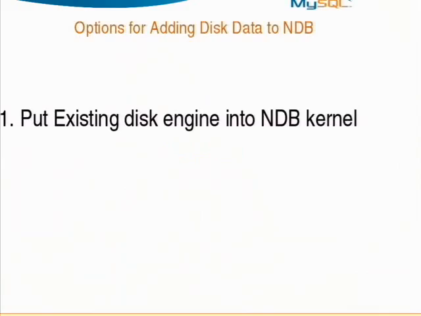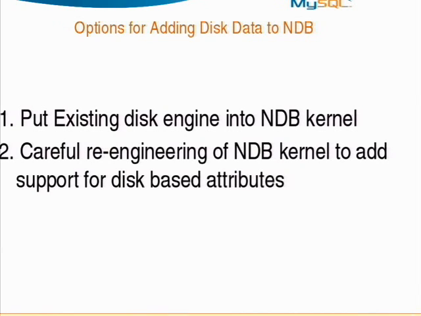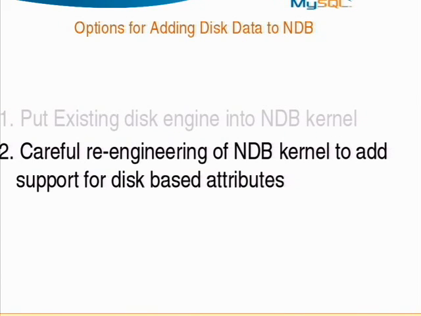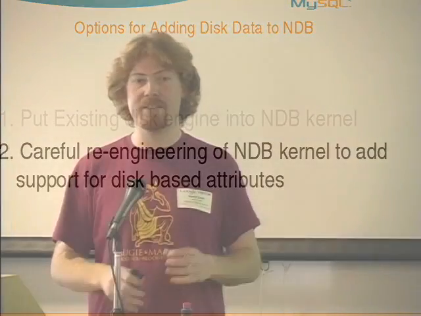So a little bit of a quick talk on disk data. We had two options when we were going to add the ability to store data on disk in cluster. We could either put an existing disk-based engine into the NDB kernel, or carefully re-engineer NDB to support disk attributes. So we decided on number 2. For a start, this fits in a lot better with our deterministic approach to a bunch of operations inside the kernel and how we implement that. And it also allows us to do cool stuff like have some attributes on disk and some in memory and do sane transactions between them.